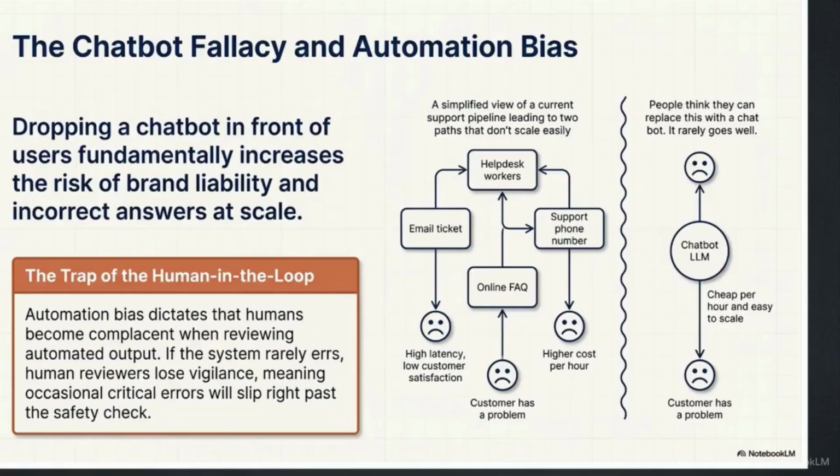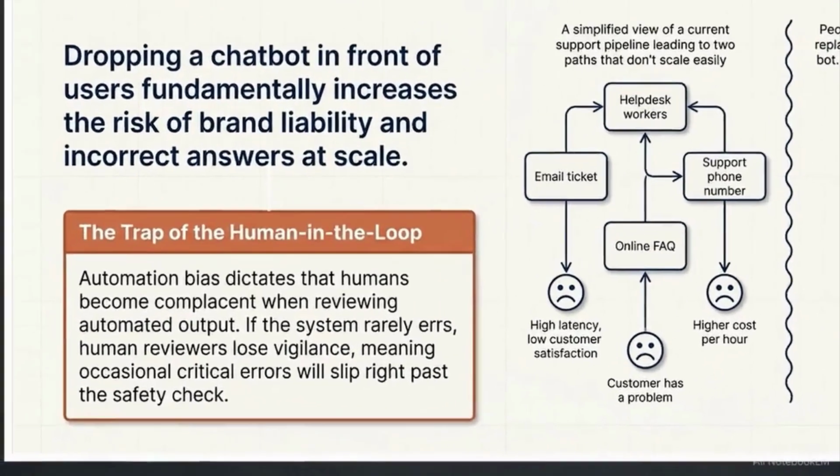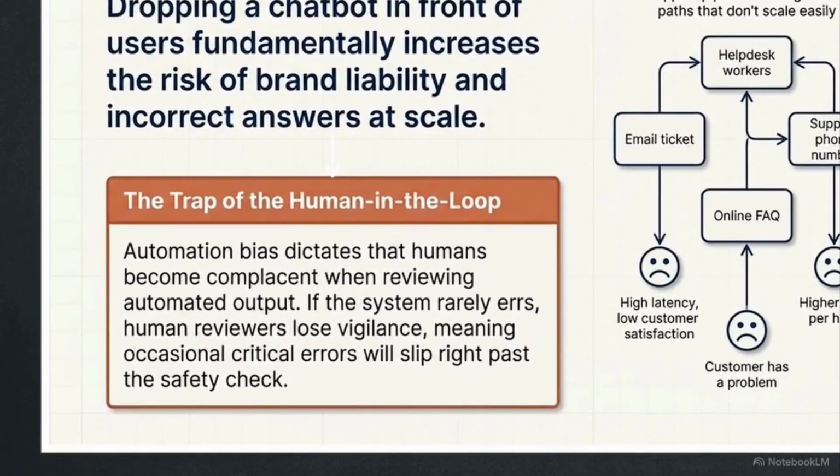Look at this flowchart comparing a traditional help desk to a chatbot. Replacing human pipelines with a single model is the chatbot fallacy. Mitigating this with human reviewers causes automation bias. Reviewers lose vigilance, allowing critical errors to slip past.